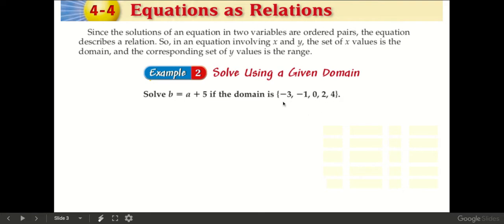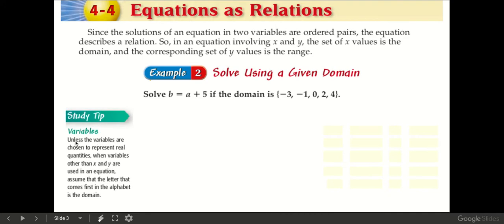And if you remember from previous lessons, the domain are my x values, right? Well, if you notice, there are no x's here. It's a and b. But here's a little tip for you. Unless the variables are chosen to represent real quantities, when variables other than x and y are used, like here, assume that the letter that comes first in the alphabet is the domain. So you know how x comes first and y comes second? Well, same thing here. A comes first, B comes second. So A will be my domain. So these are the numbers that I'm going to be plugging in for A to find out what the corresponding ordered pair is for the B value, or what would normally be my Y value.